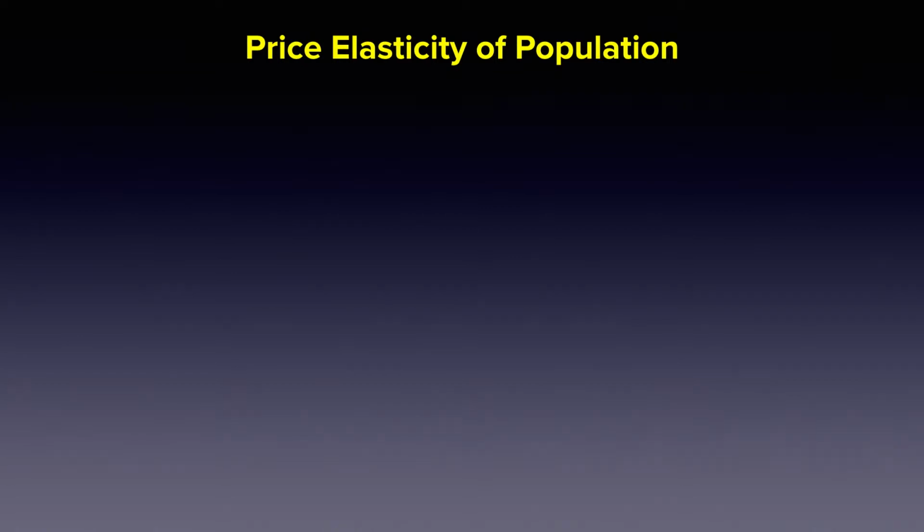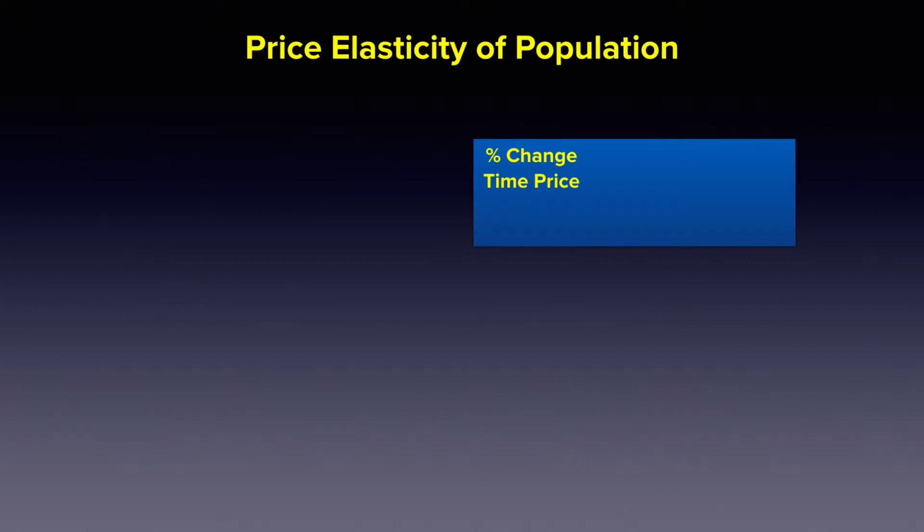In this video, we would like to talk about the price elasticity of population and how it fits into the Simon abundance framework. So let's begin recalling that the price elasticity of population is equal to the percentage change in time price divided by the percentage change in population.